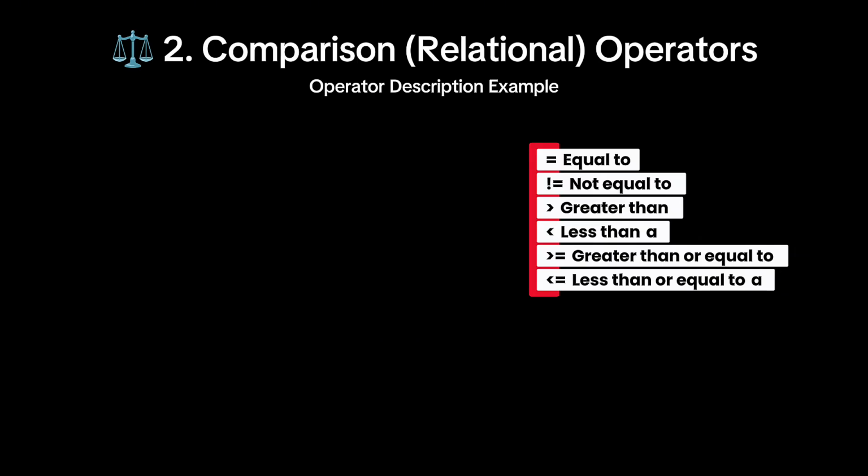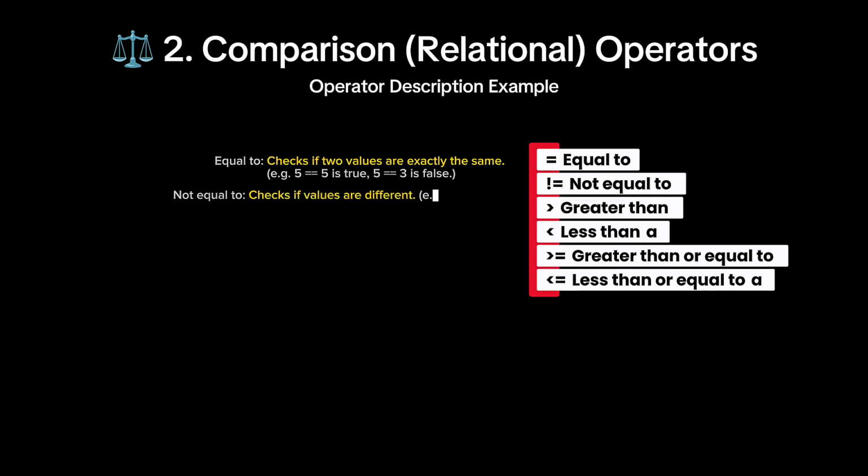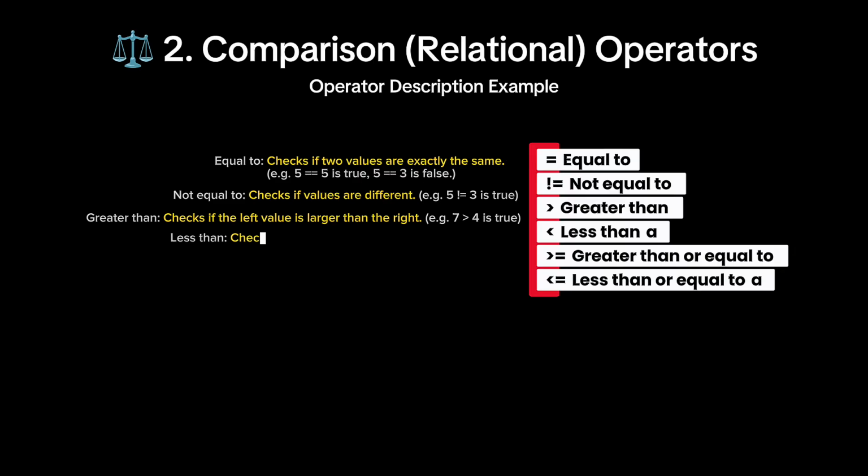Equal to checks if two values are exactly the same. For example, 5 is equal to 5 is true, 5 is equal to 3 is false. Not equal to checks if two values are different. For example, 5 is not equal to 3 is true. Greater than checks if the left value is larger than the right. For example, 7 is greater than 4 is true. Less than checks if the left value is smaller than the right. For example, 2 is less than 10 is true.